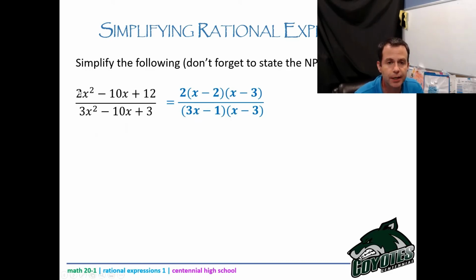Don't forget, always take out a greatest common factor when you can. It makes your numbers smaller, it makes your life a little easier, and you have to do it anyway because you need to completely factor each of these.